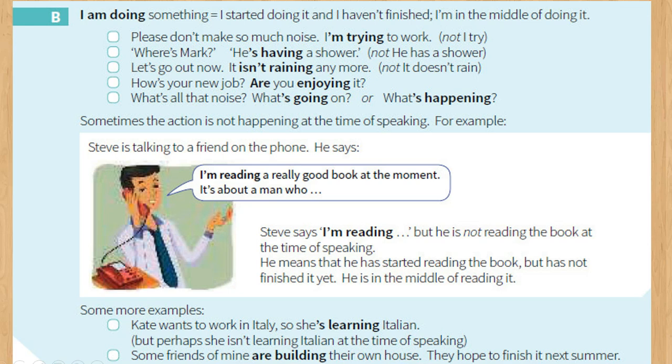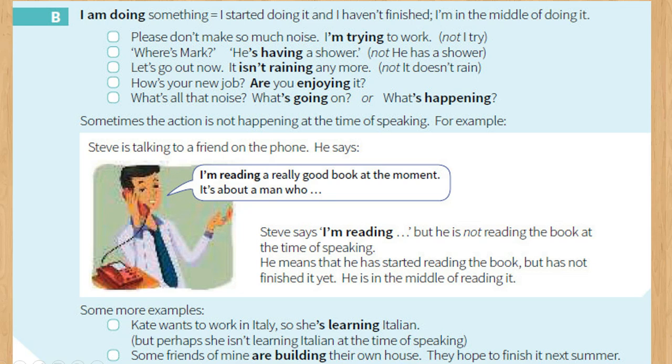Sometimes the action, as you can see, is not happening at the time of speaking. For example, Steve is talking to a friend on the phone. He says, I'm reading a really good book at the moment. It's about a man who... Okay, you can notice that Steve says, I'm reading, but he's not reading the book at the time of speaking. Okay, what he means is that he has started reading the book, but has not finished it yet. Okay, he is in the middle of the action of reading. He has not finished the book.